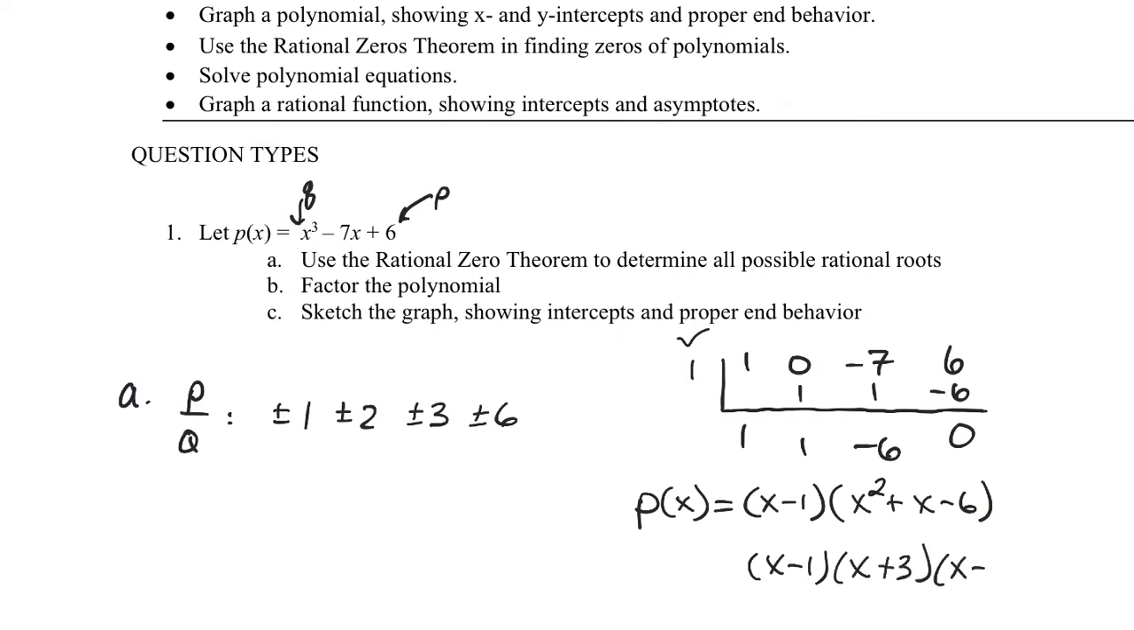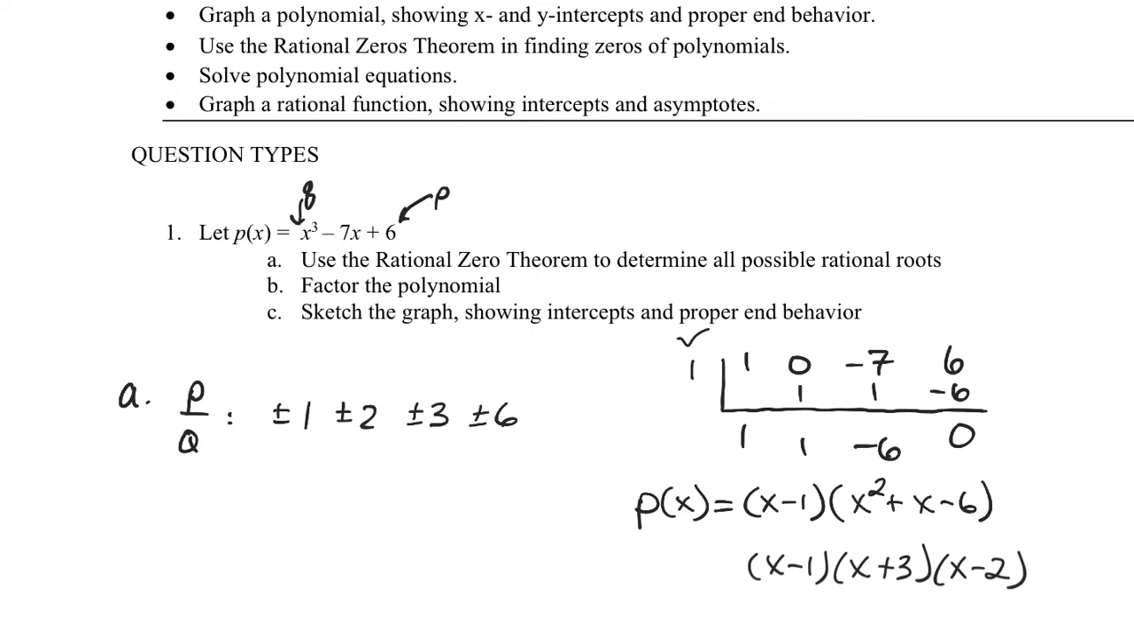Really quick, how did you get x equals 1 like that? Because we got a remainder of 0, which means 1 is a zero. x equals 1. If x equals 1, that means it came from a factor of x minus 1. Does that make sense? Maybe.